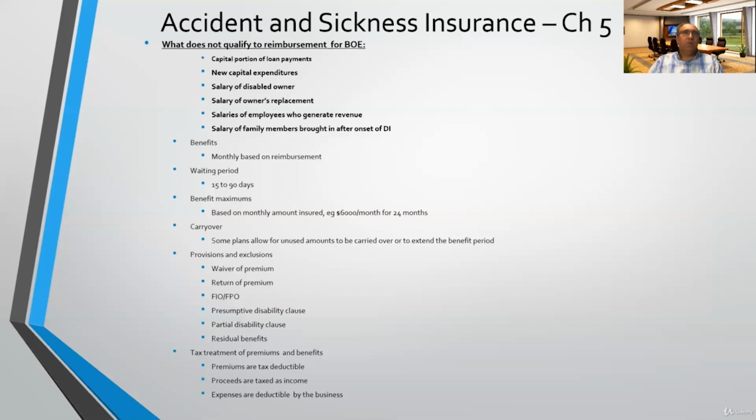The waiting period could be 15 to 90 days. So a person becomes disabled, first 15 days or maybe up to 3 months, no payments, and then the payments start. There will be a maximum limit. For example, they could say it will be $6,000 per month for 24 months. And if it is $6,000 per month for 24 months, that is just a guideline. Every month, the expenses may be less, maybe more. It's not going to be exactly $6,000 a month.